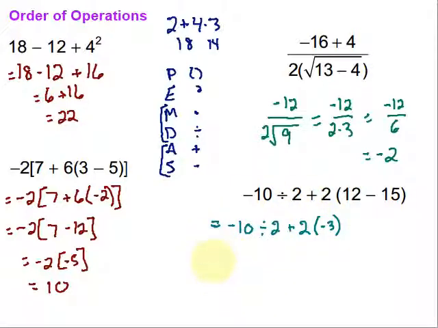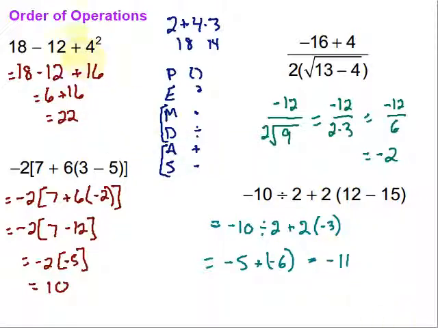Let's take care of that division. We're going left to right here. Negative 10 divided by 2 is negative 5. Then it's going to be plus, just bringing the stuff down. 2 times negative 3 is negative 6. Okay, and again there I'm just using the parentheses to organize this because I've got plus and negative. Then finally we add those two things together. Negative 5 plus negative 6 gives us negative 11.